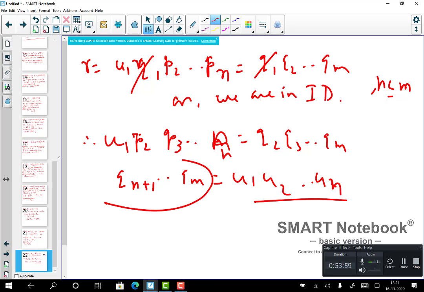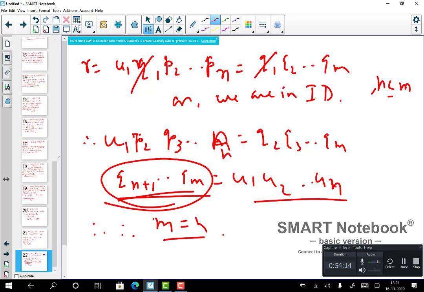So what does that mean? That means these elements are units only. So these are all units. So this cannot be an irreducible element, right? Any irreducible element has to be a non-unit, right? So thus you will have m equal to n, and not only m equal to n, you have a unique representation. You just proved that your pi's will be some multiple of that, right? So this completes the proof.